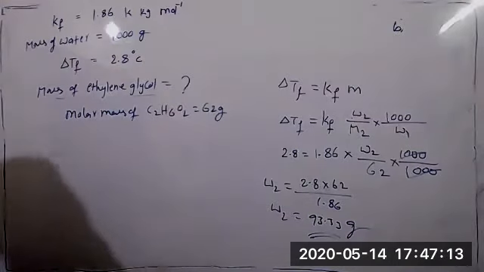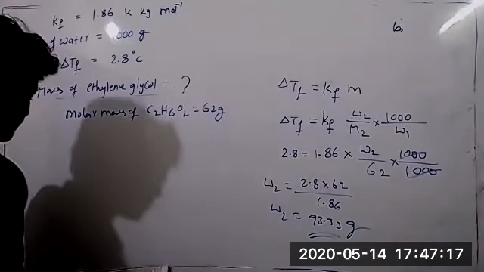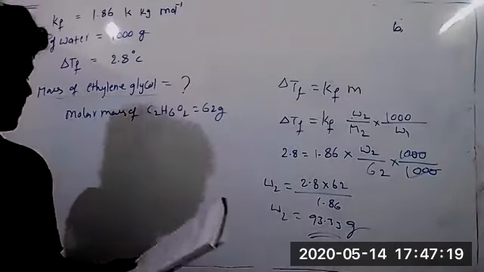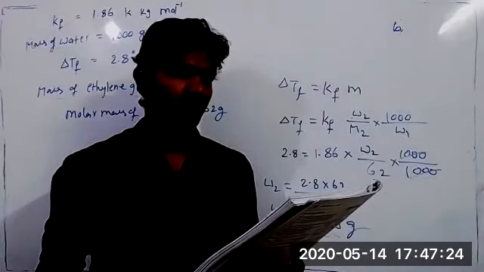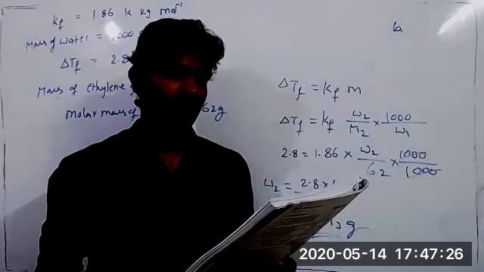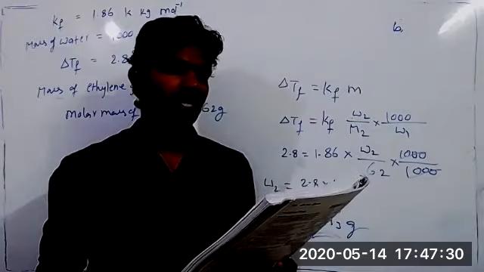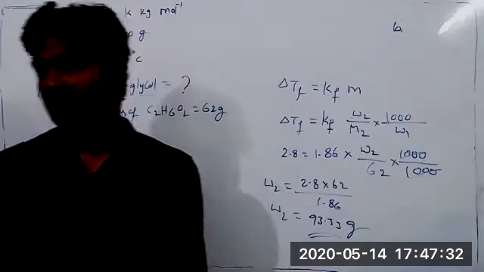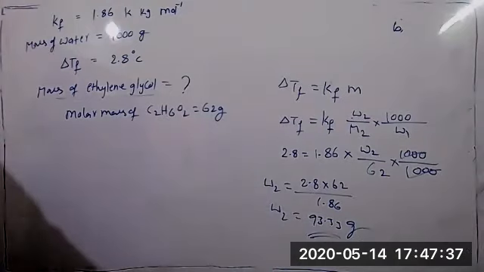Next question. The question is, a 5.2 molal aqueous solution of methyl alcohol CH3OH is given. What is the mole fraction of methyl alcohol in the solution? So the molality is given, and we have to calculate the mole fraction.